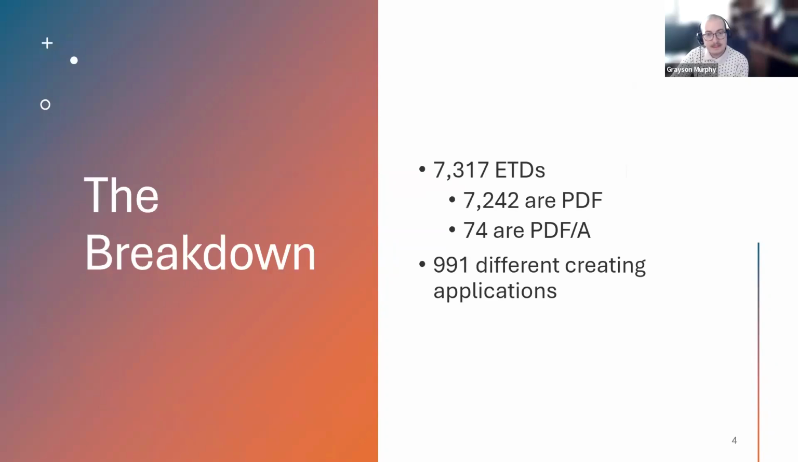So how did UAB's ETDs fare? We have over 7,300 ETDs in our preservation systems currently, and of those, only 74 are PDF-A, with the remaining being vanilla PDF. I also pulled the creating application metadata field, and there were nearly 1,000 different applications and tools that created the PDFs in our collection.